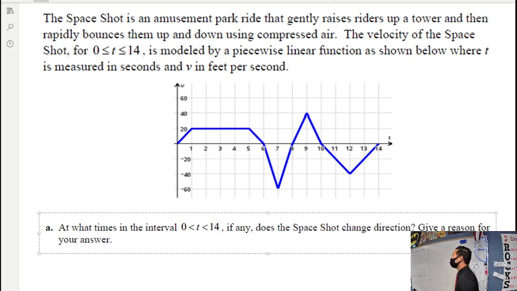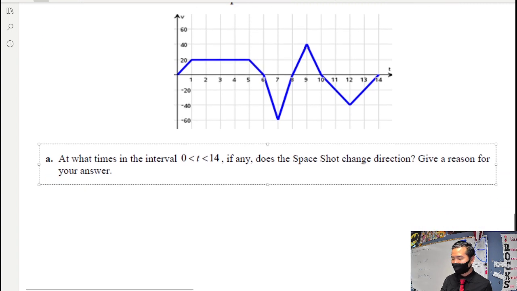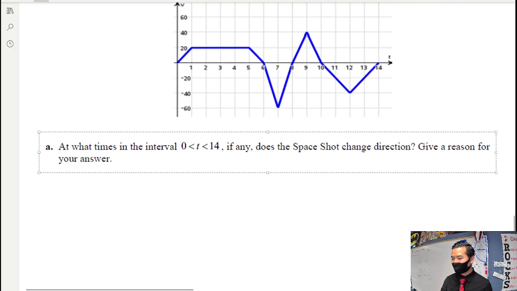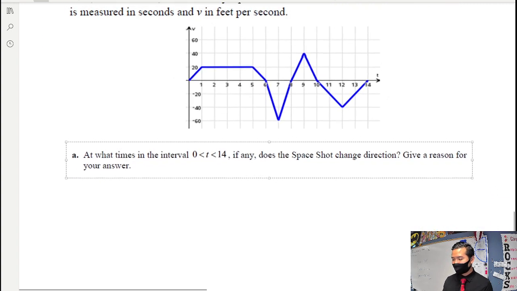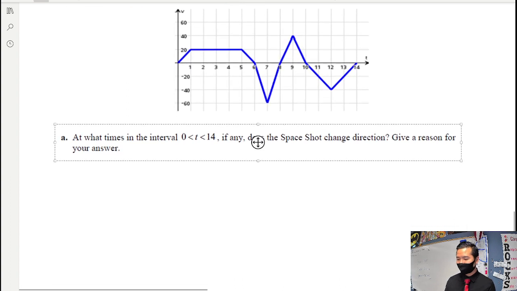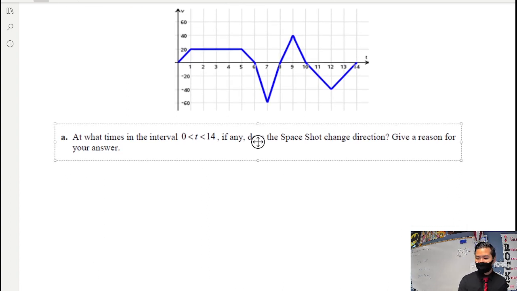So this is the graph of velocity. So when is it changing directions? At what times? Actually, the first method. You guys written down the first paragraph already, right? Yeah. I'm gonna scroll it down so we can get a better view of the question. We'll look at the graph though. Well, in this case, the y values are your velocity.